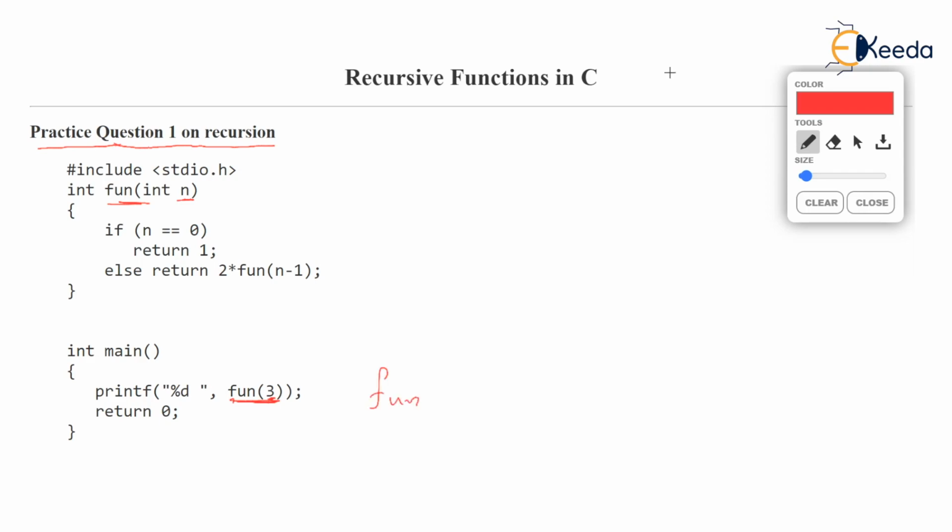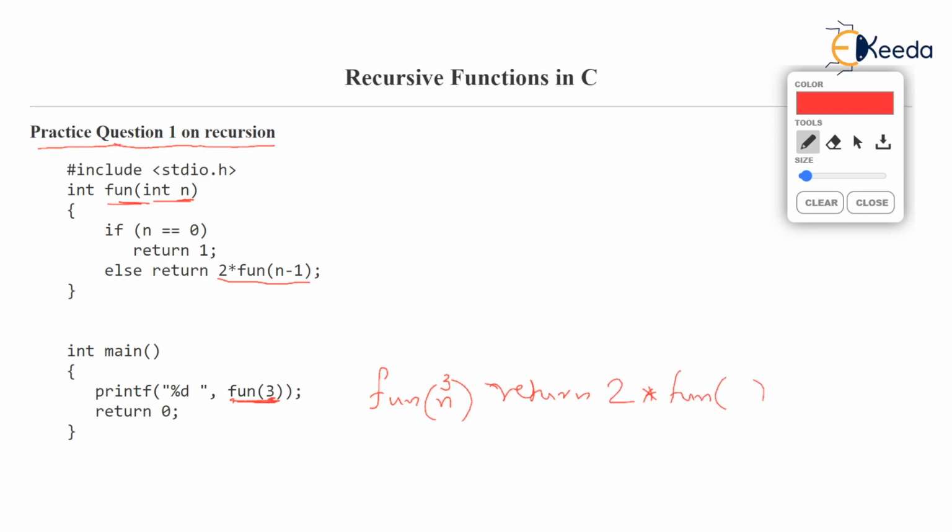Fun starts with parameter n and n is 3. For n equal to 3, check this, when n is 3, this if statement will be false, as n equal to 0 is false. So else is going to run, which says that the function at this point of time should return, check the statement, should return 2 into fun(n minus 1). So the function should return 2 multiplied by fun(n minus 1).